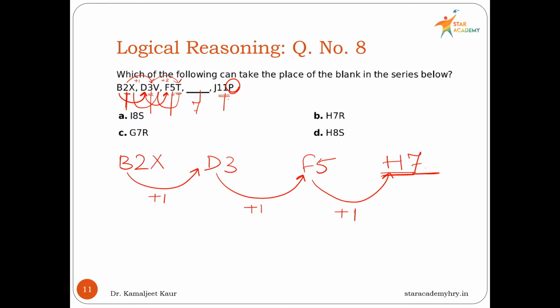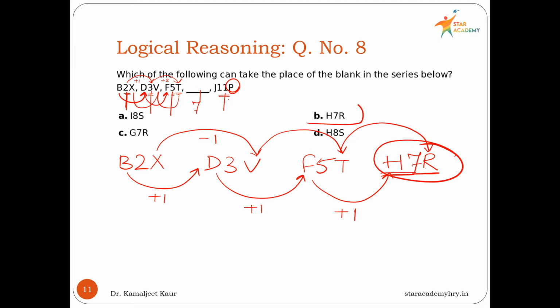So X minus 1 we get V, then minus 1 we get T, then minus 1, moving in reverse, it is R. So H7R is the right answer.